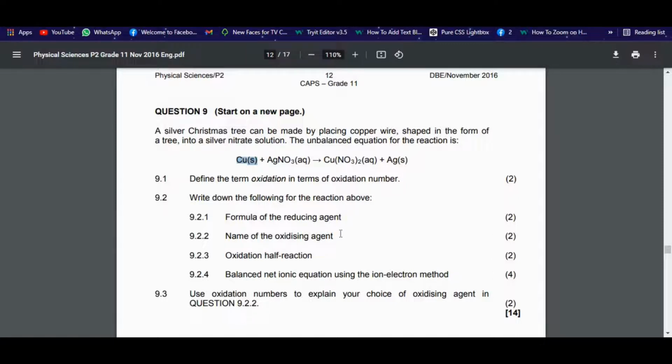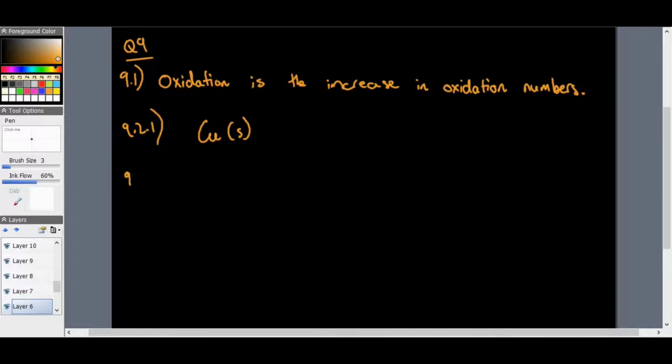Now 9.2.2 is the name of the oxidizing agent. Name of the oxidizing agent. Now we've got to write it out in English. But this one is not as simple as you think. It is silver.